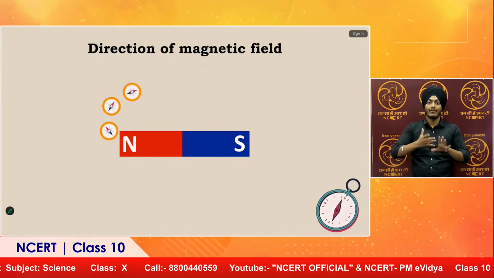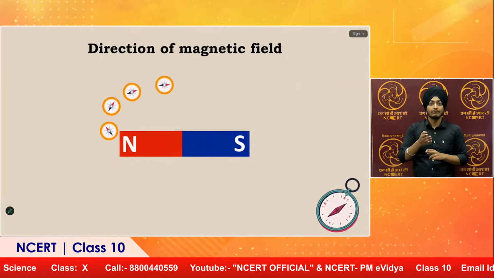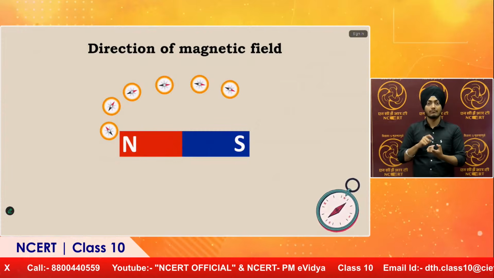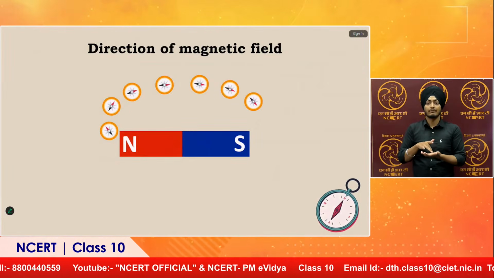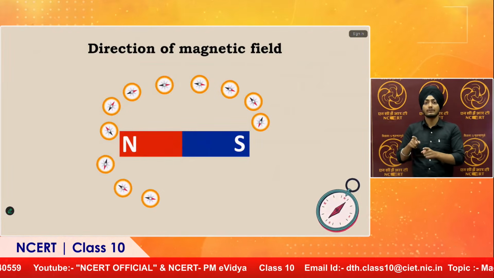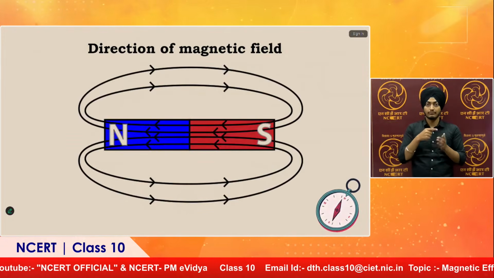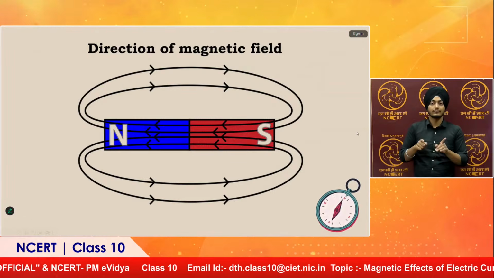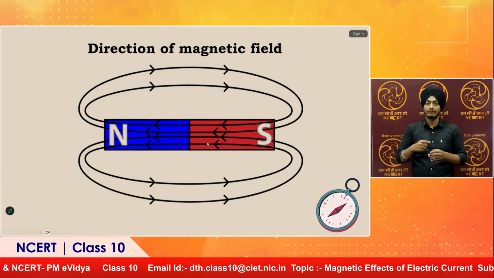So if you repeatedly place the compass box in different places, you will get a pattern like this. If you analyze the pattern, it looks like this. So this is the magnetic field of the bar magnet.